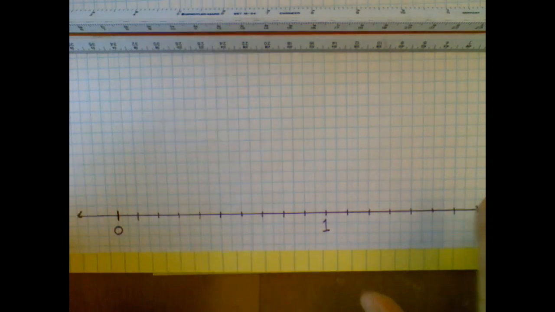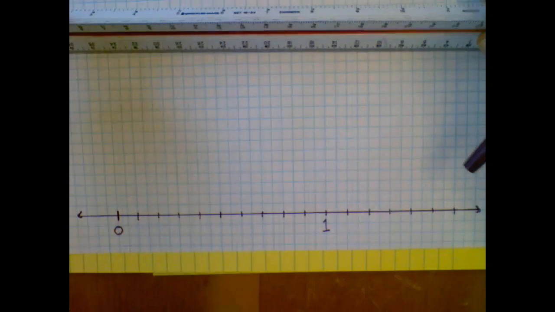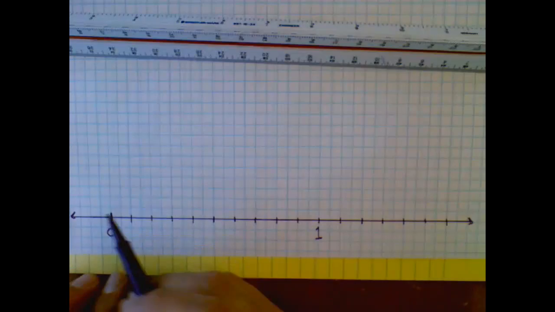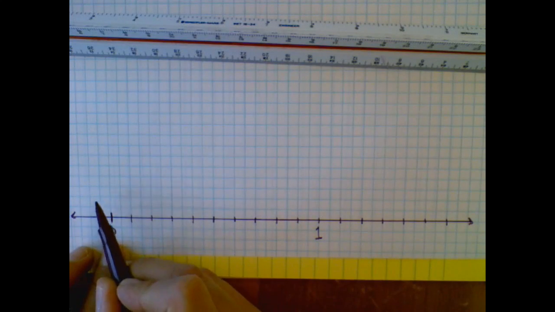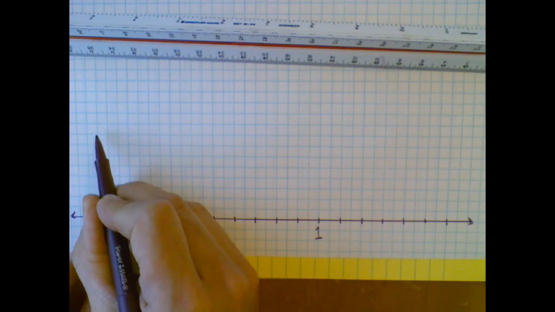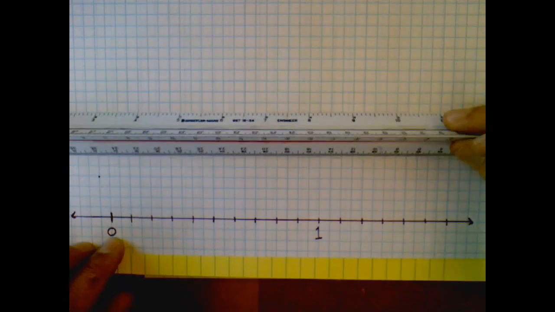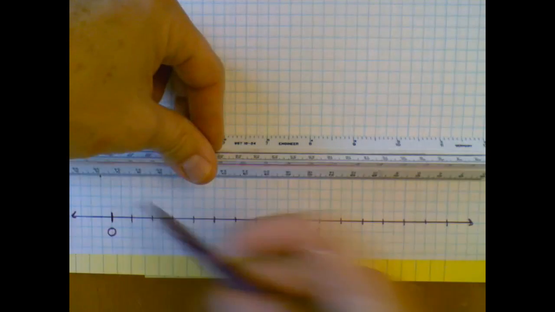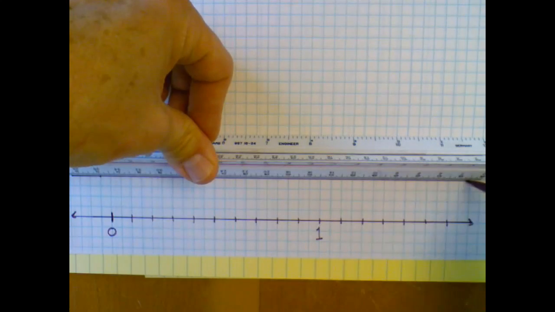So the next thing I'm going to do is draw some more number lines that we're going to divide up. I'm going to do this by going up 4 lines and then making another line. 1, 2, 3, 4. And at each one of these lines, I'm going to build another number line. So first, just put the lines in place.